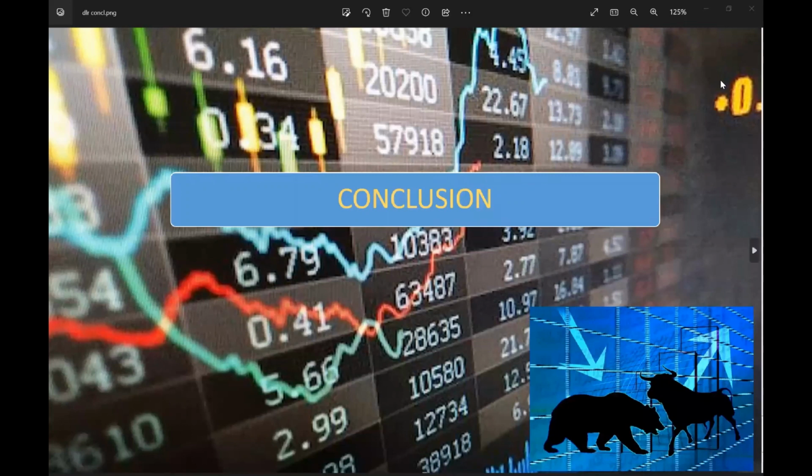In conclusion, the trend is down until the end of September, where a major low should occur.